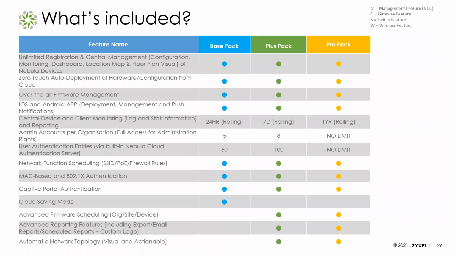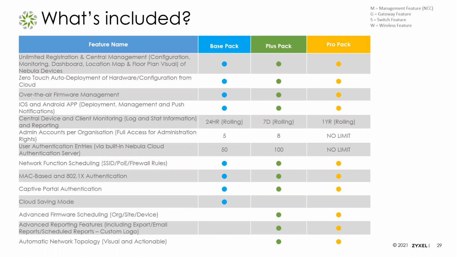We also maintain in Nebula a cloud-hosted authentication database. So this can take the place of Radius if you don't want to set up your own Radius server. This is also what you would use for MAC filtering if you choose to do that. So the free version of Nebula only gives you 50 entries into the cloud database. The Plus Pack gives you 100, and then Pro Pack is no limit.